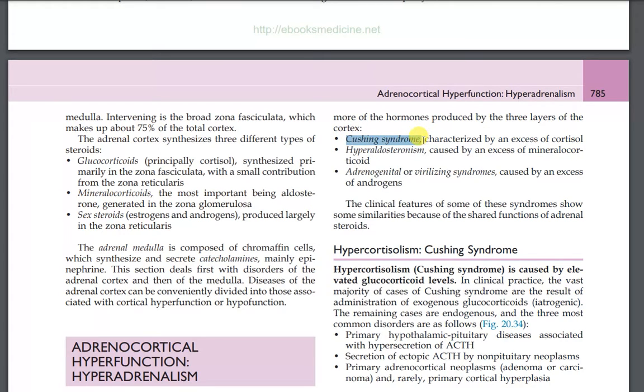Then Cushing syndrome. Cushing syndrome happens with an excess of cortisol, an excess of glucocorticoids, and we have different types of conditions which lead to Cushing syndrome.